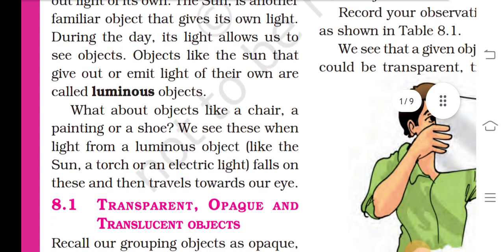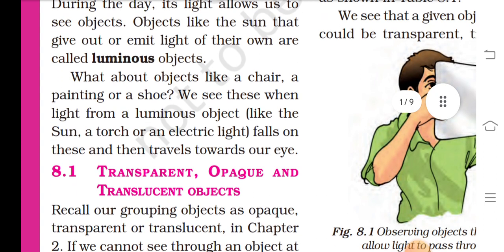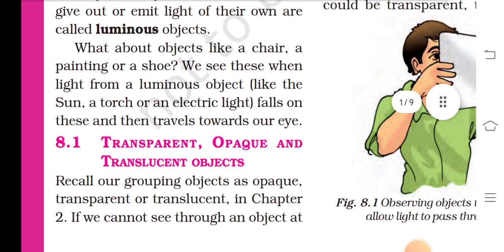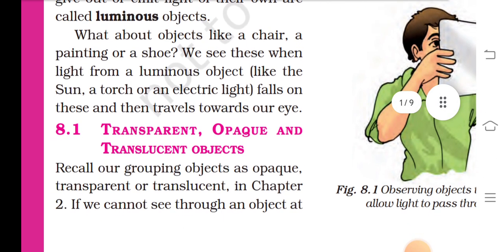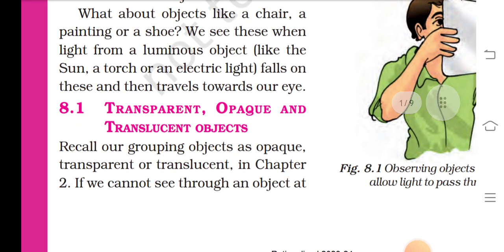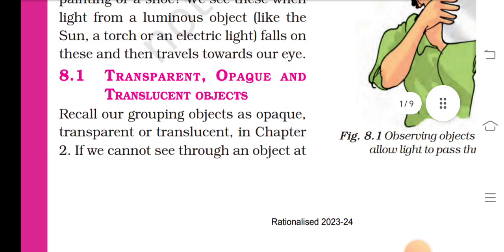What about objects like chairs, paintings, or shoes? We see these when light from a luminous object like the sun, a torch, or an electric light falls on these and then travels towards our eyes.